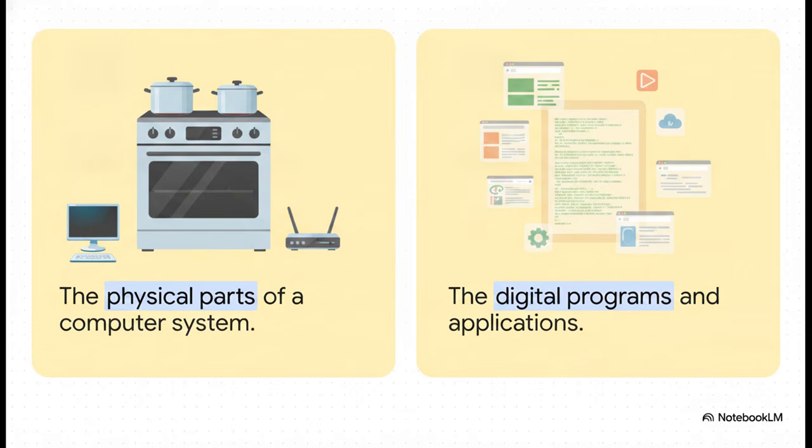Think of it kind of like cooking. The hardware is your physical kitchen, right? The oven, the pots, the pans. You can physically touch all of that. The software is the recipe. You obviously can't bake a cake with just a piece of paper, and an oven isn't going to bake anything without instructions.